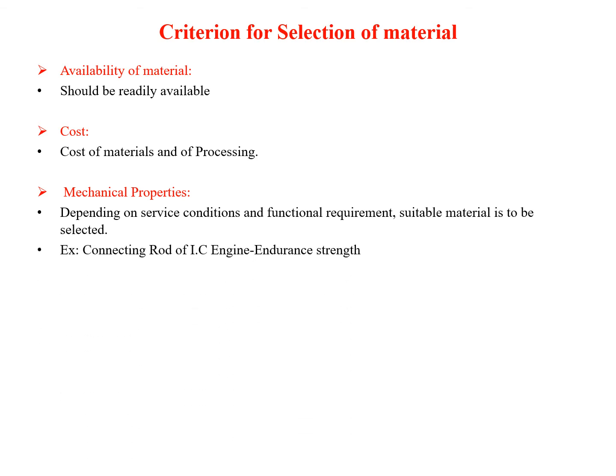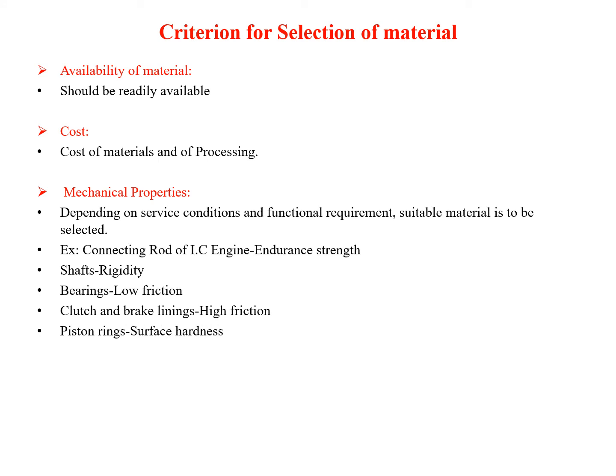For example, the connecting rod of an IC engine requires a very high endurance strength. The shaft requires high rigidity. Bearing should have low friction. Clutch and brake lining should have high friction material. Piston ring should have a high surface hardness. So material selection is very important in case of design.